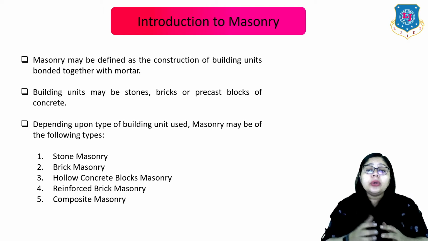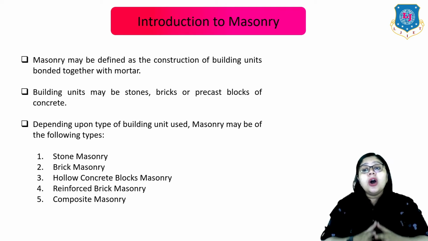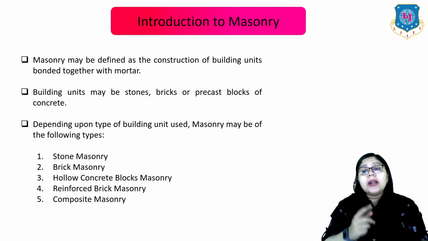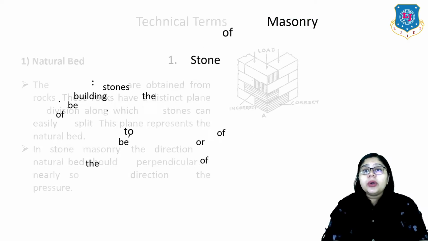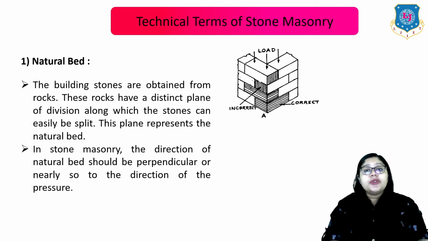It can be of stone, it can be of brick, it can be of hollow concrete block masonry or reinforced brick masonry, or lastly we can say a composite masonry, right? So let us begin to understand these terms first. The first technical term for stone masonry is the natural bed.